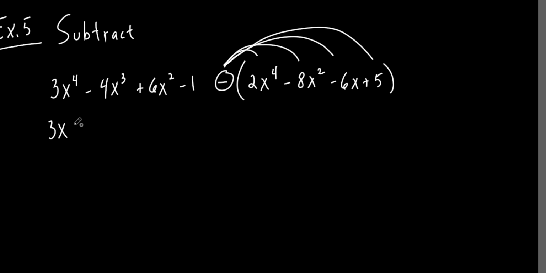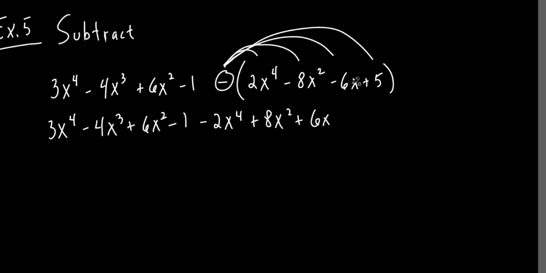So we didn't change anything to this first set of numbers. So I'm just going to rewrite everything. Now, I got to change the sign of everything in here. So what's it going to be now? It's going to be minus 2x to the fourth. This is going to be plus 8x squared. This is going to be plus 6x. This is going to be minus 5. Everybody with me? That's the only thing different about this example. After we do that, the rest is just like what we did before.